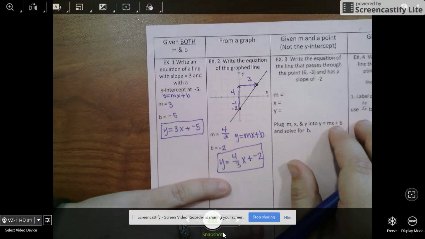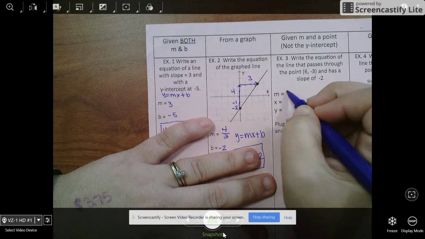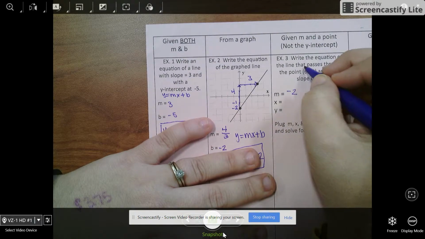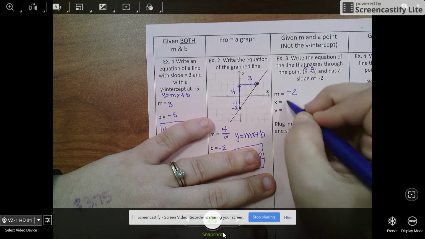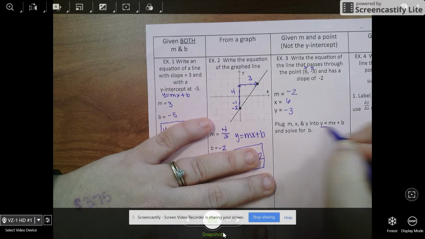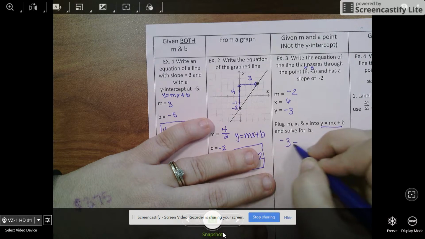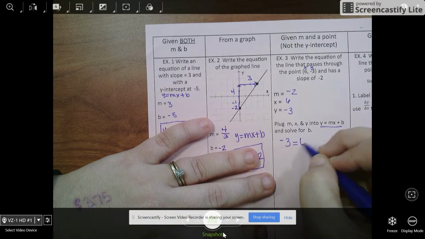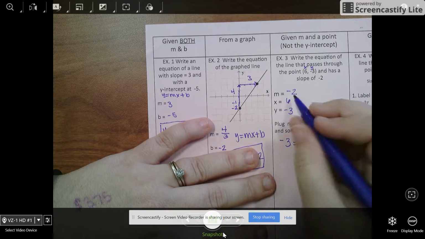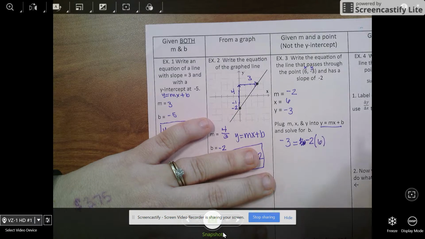Okay, write the equation of the line that passes through (6, -3) and has a slope of -2. So I know the slope is -2, and one of my points, I have an x and I have a y. The x was 6 and my y was -3. So I'm going to plug it all into slope-intercept form. So y this time is -3. Oh, I'm sorry, it's m versus b. M this time is -2. X this time is 6. Because they're right next to each other, I'm going to put it in parentheses. And then we've got our b that we don't know.